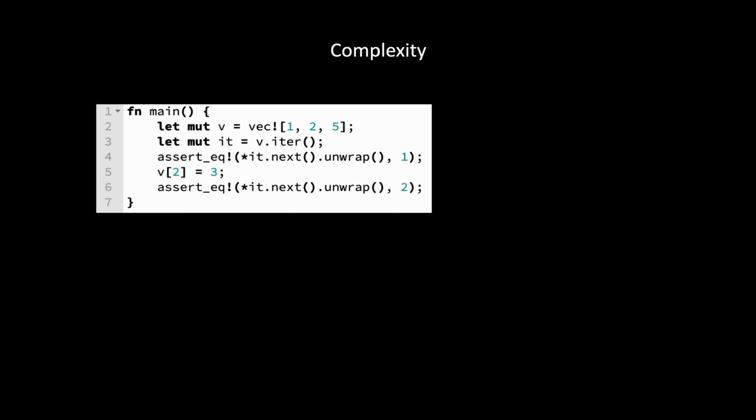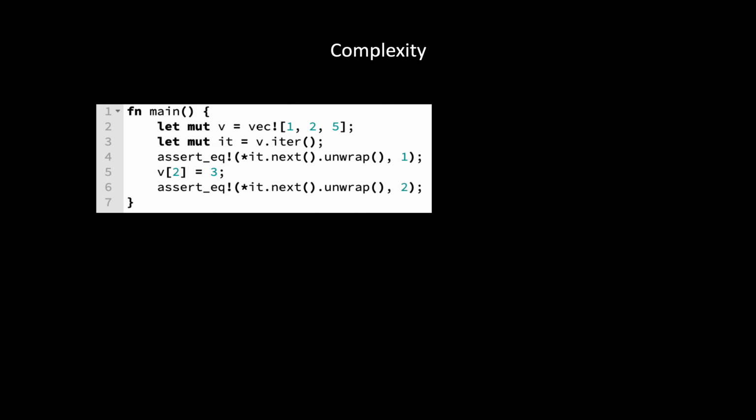Regarding complexity, have a look at this code here. You can pause this video and think about whether it's memory safe code or not. But I can interpret that for you. This is actually memory safe code. At line 2, we define a mutable vector and initialize it with 3 elements. At line 3, we define an iterator.